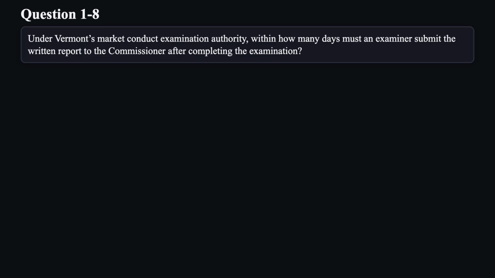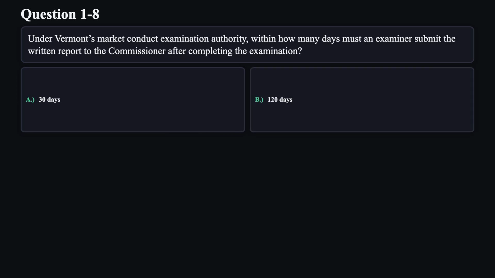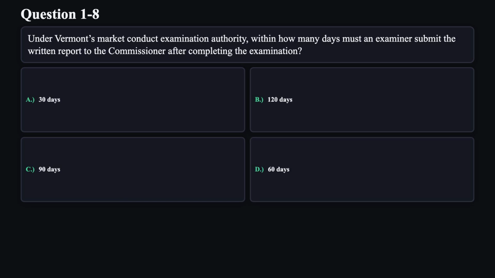Question 8. Under Vermont's Market Conduct Examination Authority, within how many days must an examiner submit the written report to the commissioner after completing the examination? A. 30 days. B. 120 days. C. 90 days. D. 60 days.